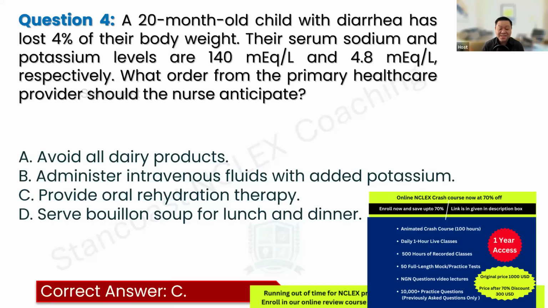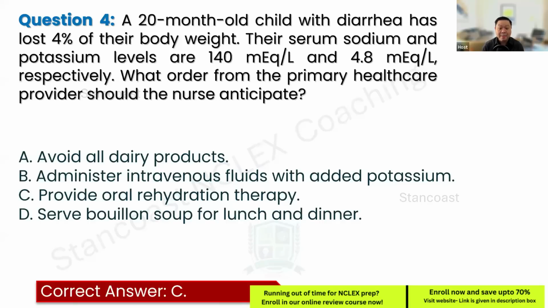And letter D is also incorrect. Bouillon soup is also high in sodium, which is not advisable given the child's condition, knowing that the patient's serum sodium is already at 140 milliequivalents per liter, which is in the normal range. So you need to recognize here that isotonic dehydration requires fluid replenishment through oral rehydration therapy, which can provide balanced electrolytes and fluids for the patient's recovery.